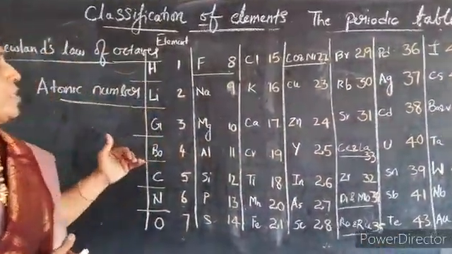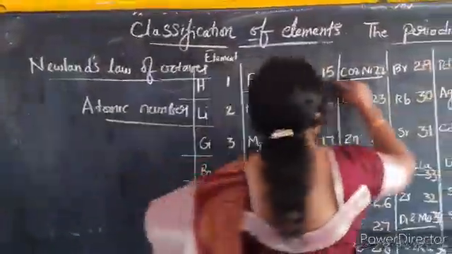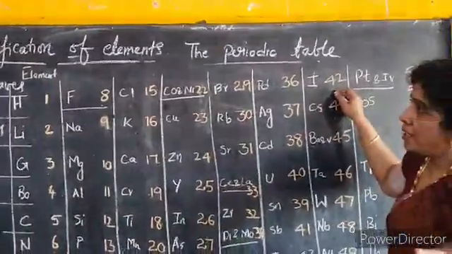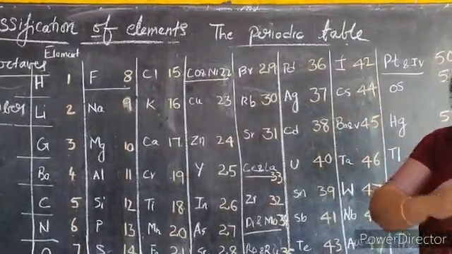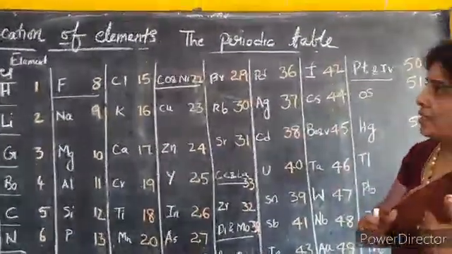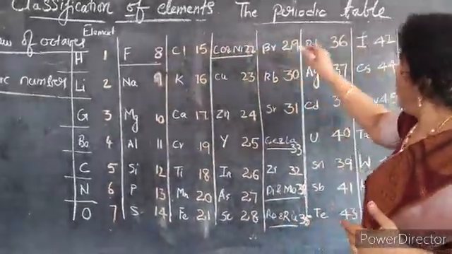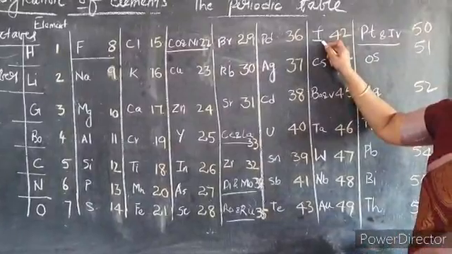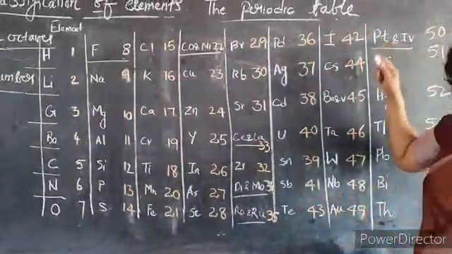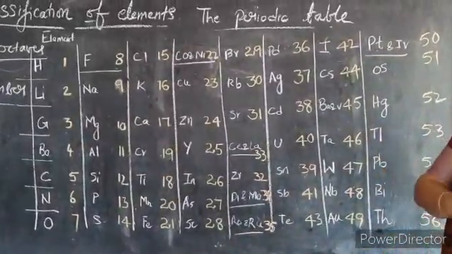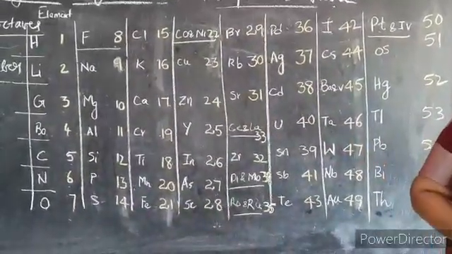And the next limitation is, though he mentioned that the elements present in one single group resemble in their properties, at certain places elements differ in their properties from the other elements. For example, fluorine, chlorine, bromine, iodine have similar properties. Cobalt, nickel, palladium, platinum have other properties. So this group differs from the other group. So this is one limitation.